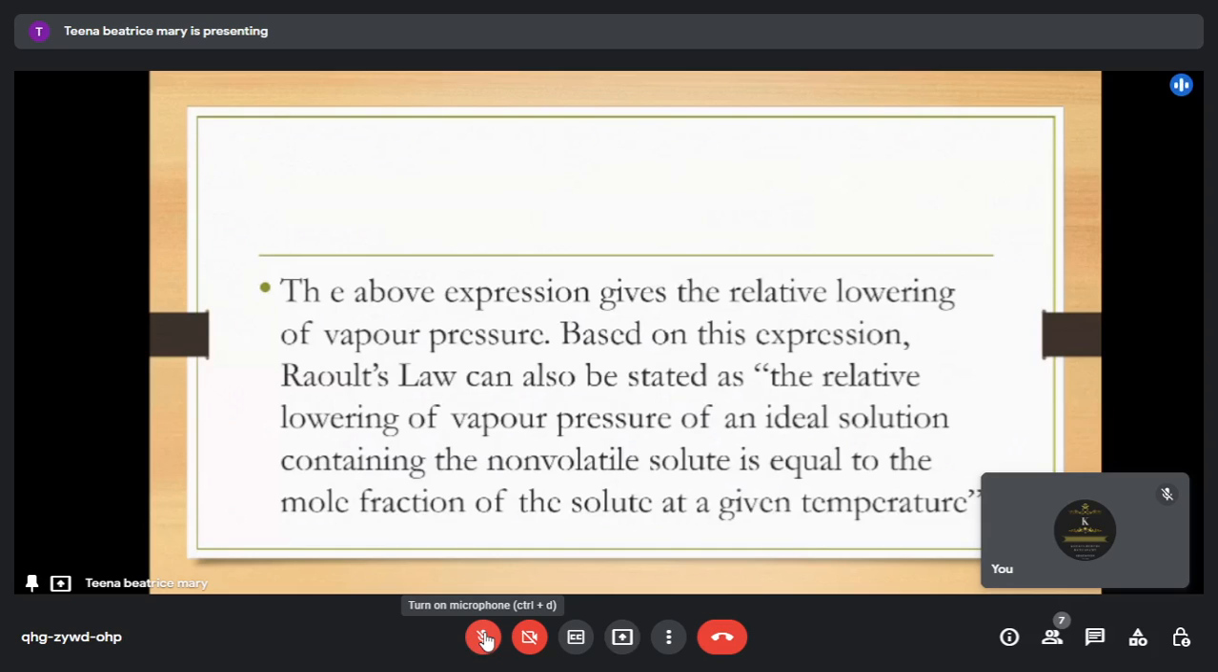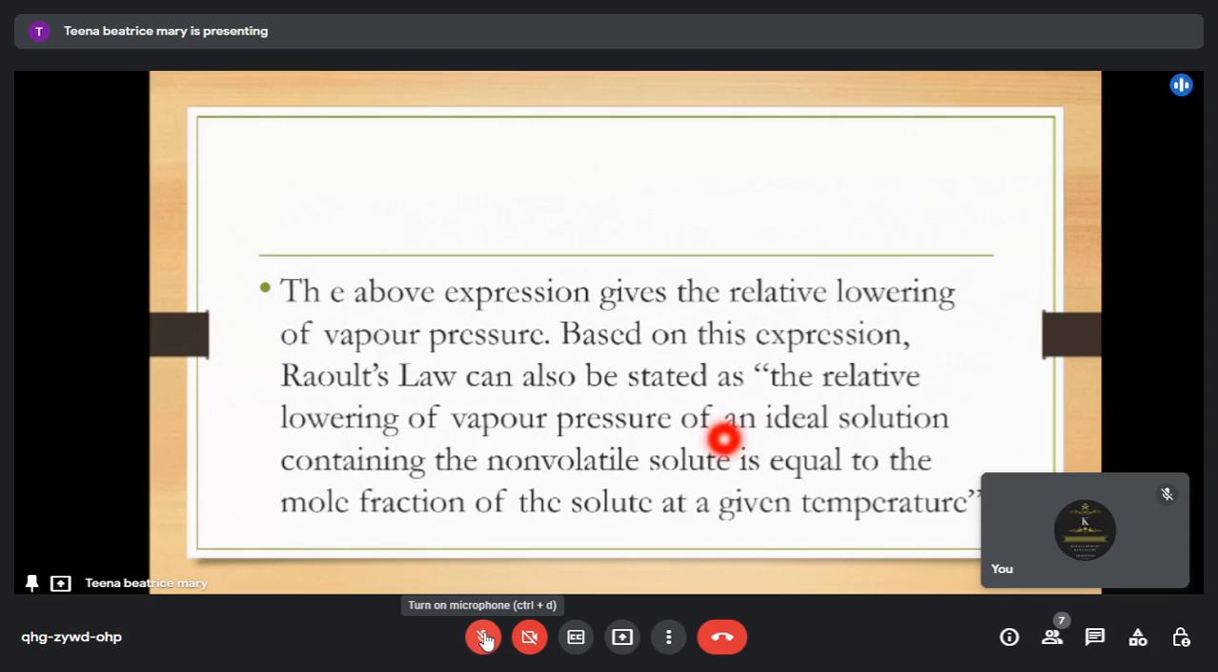There we saw that it is directly proportional. But here they are telling us that when the vapor pressure of an ideal solution is lowered, it is equal to the mole fraction of the solute at a given temperature. There it is directly proportional to the mole fraction; here it is equal to the mole fraction. So according to Raoult's law, the relative lowering of vapor pressure of an ideal solution.